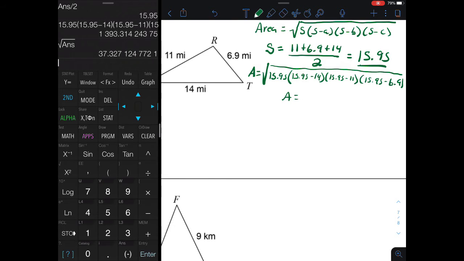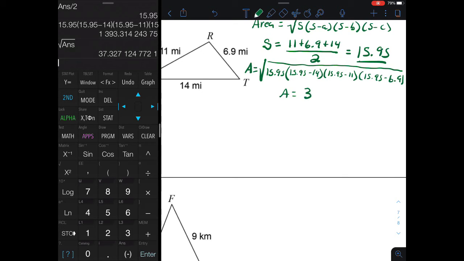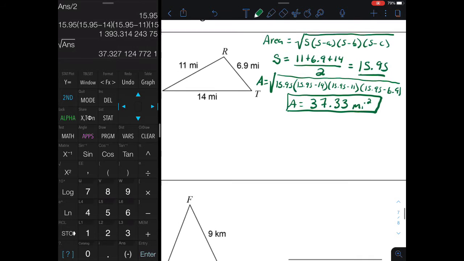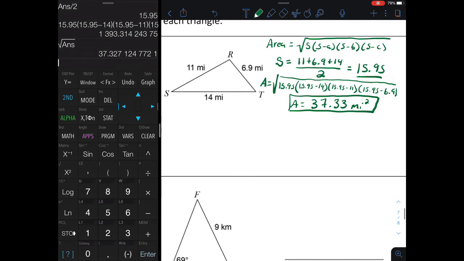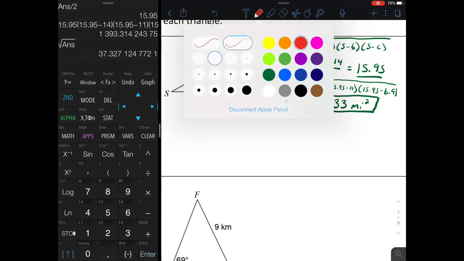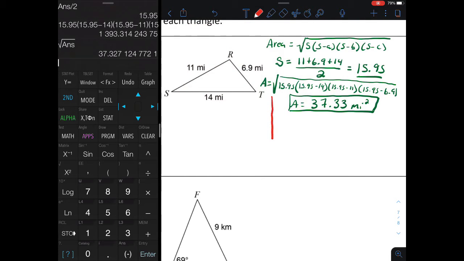And that gives us an area of approximately 37.33 square miles. All right, so I could get that area using Heron's formula. Now, some people don't like using Heron's formula. They despise it, it's bulky, and it's just one more thing to remember. So option 2 is going to be to use the other one.